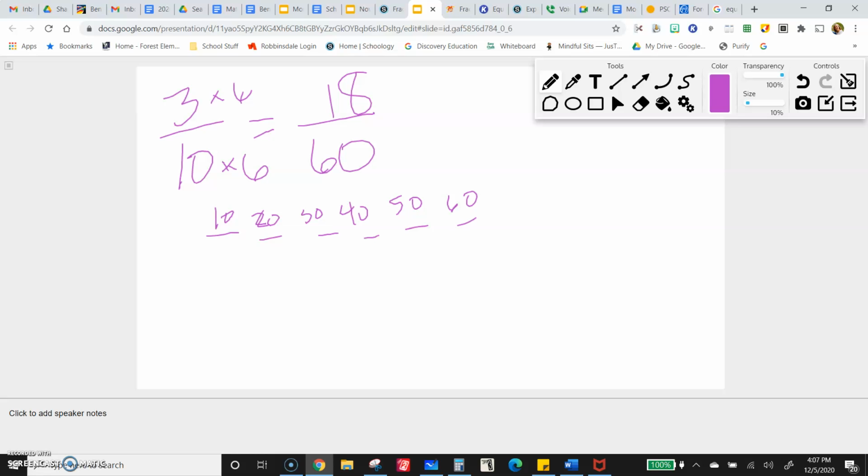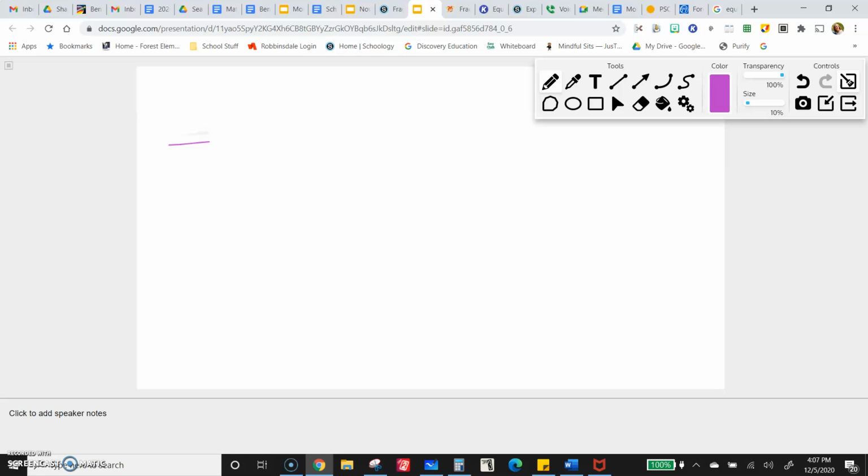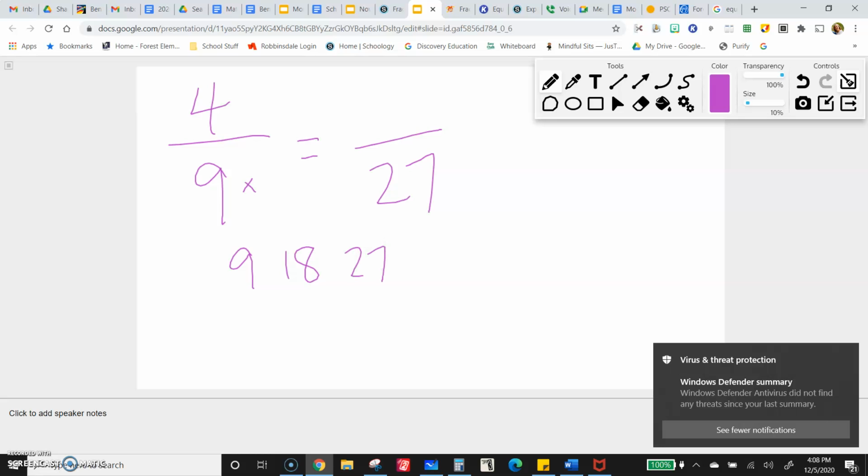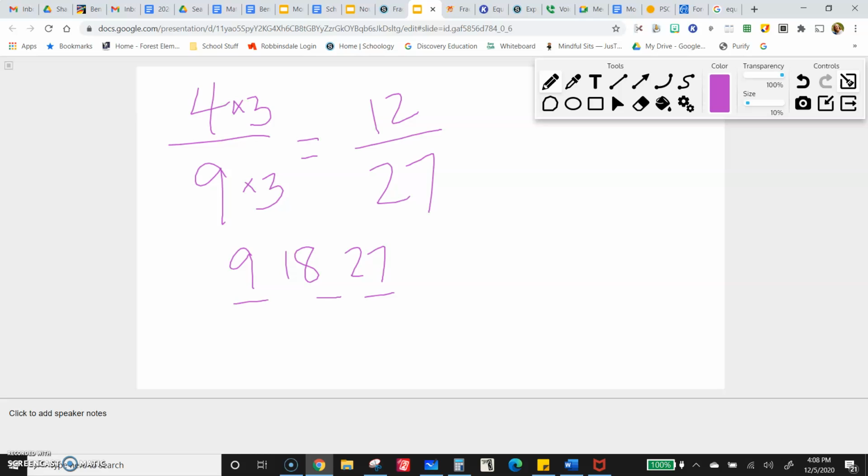This will get really important when we start adding fractions with different denominators. Say I have 4/9. I want to know how many 27ths that is. Well, 9 times what is 27? I could look on a multiplication chart, or I could write my multiples. 9, 18, 27. Okay, 1, 2, 3. So times 3. So 12/27ths is equivalent to 4/9.